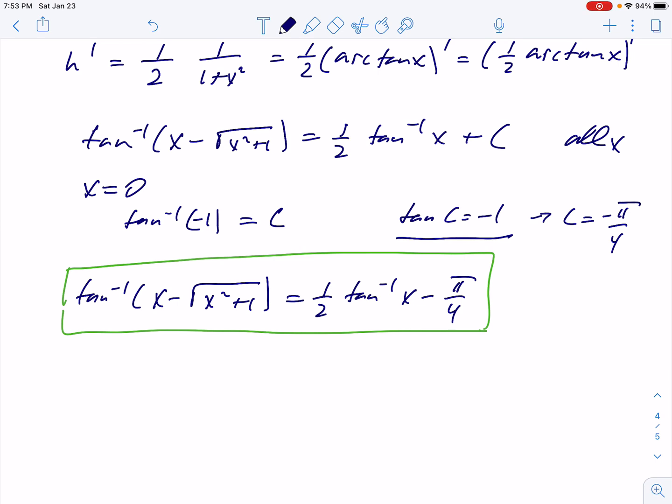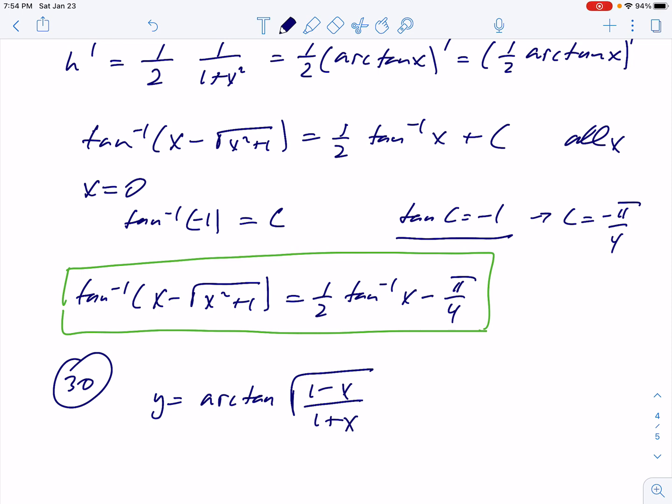Okay, continuing further, I have for you another challenging derivative. This is number 30. Y equals now arctangent root 1 minus x over 1 plus x.